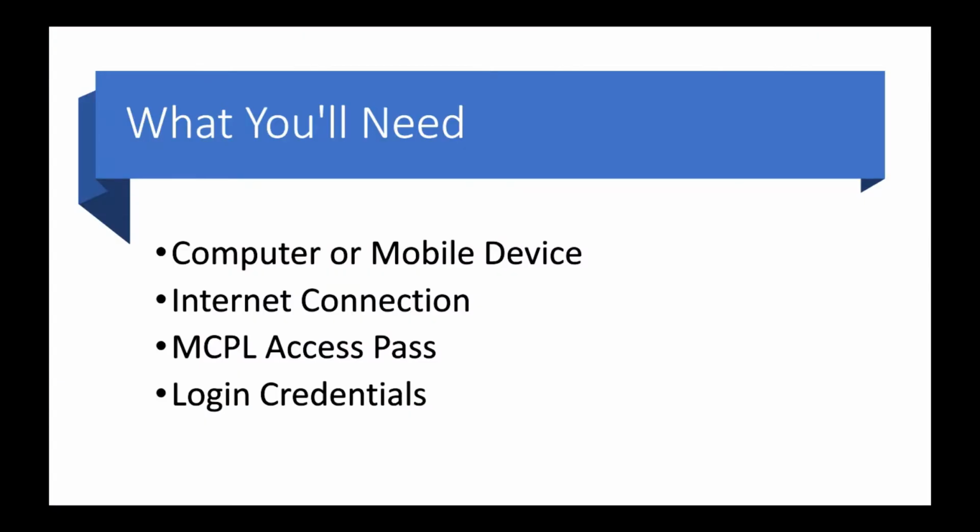So what you're going to need is a computer or a mobile device. You will need an internet connection. This can be wired, wireless, mobile data, whatever you have. If you are using our internet at our branches, either in the parking lot or in the building itself, you may need your access pass and your PIN. And you will actually need some login credentials for LinkedIn Learning for Library, which you can use through your MCPL Access Pass, as well as just creating your own account. So with that, we're going to immediately hop into the resource and do some exploring.